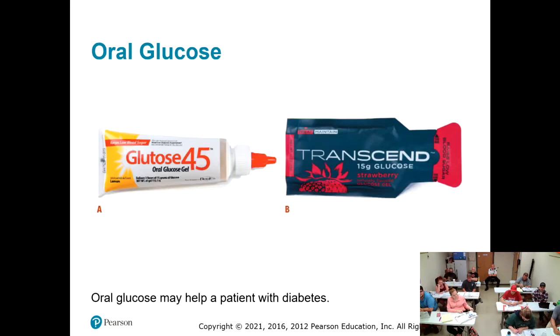Oral glucose. I'll pass that around. So oral glucose, what is it? What are we using it for? Are we using it for hyper or hypoglycemia? Hypoglycemia. So ironically, we actually have the same one. It's 15 grams of glucose. It comes in a liquid form, a liquid bottle.